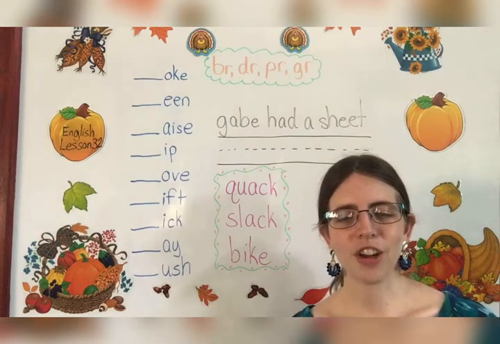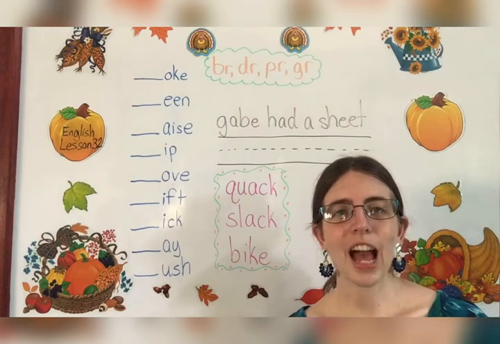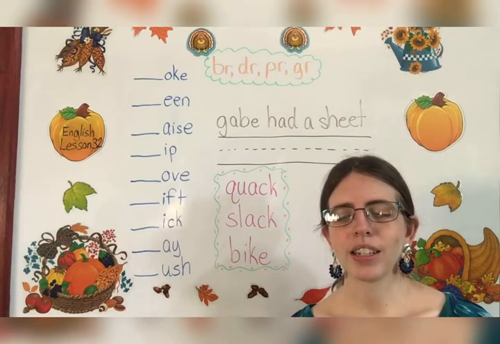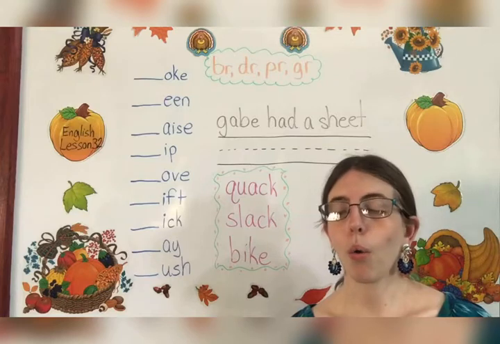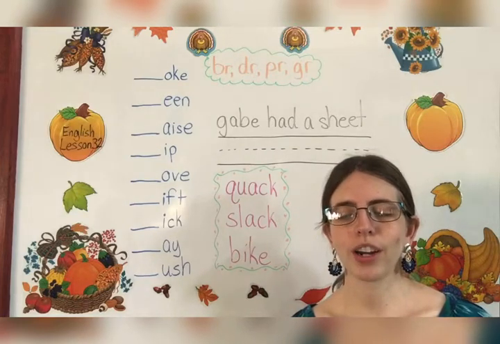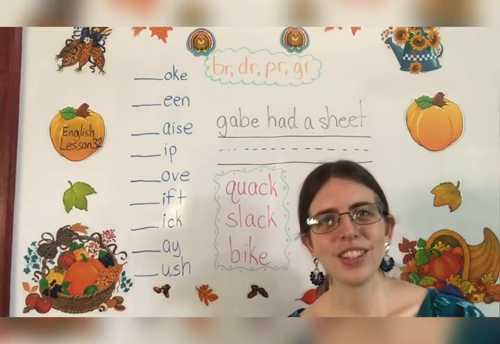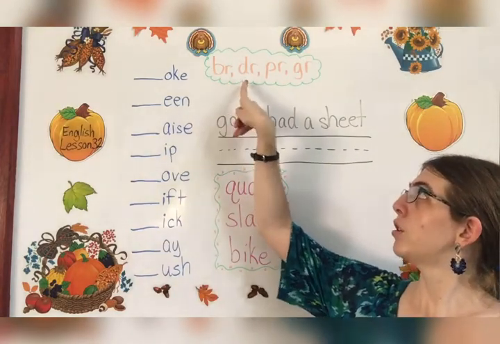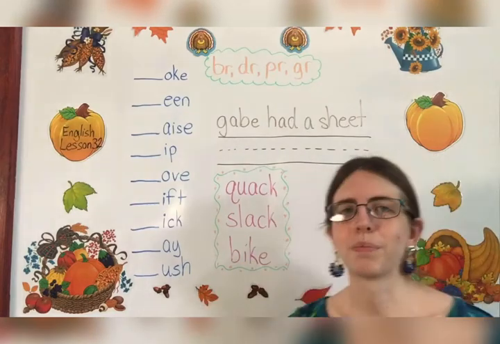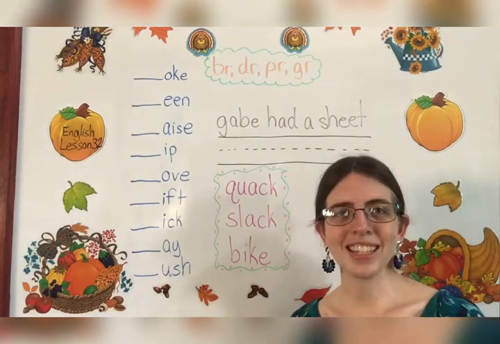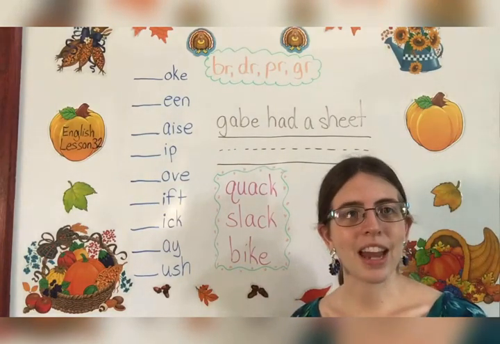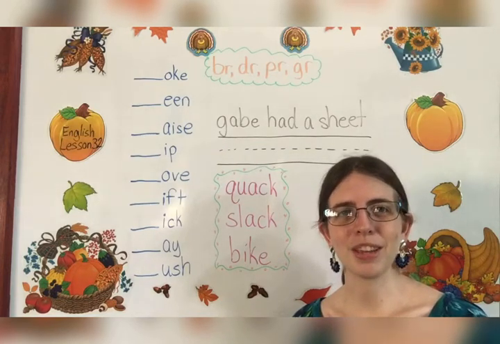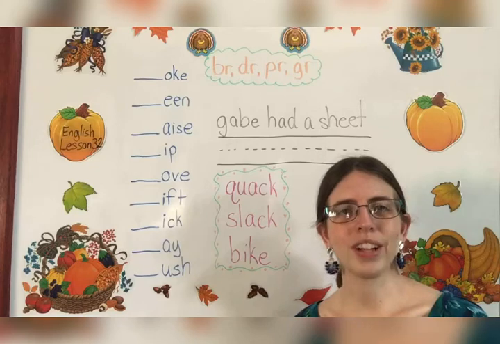Okay, turn your page over. I'm going to help you a lot with this one. It says write BR, DR, PR, or GR to make a word. Color the pictures. So you're making a word with these special sounds that you've learned. Br, dr, pr, and gr. Some of these will be easy for you, but some of them you may never have heard before.